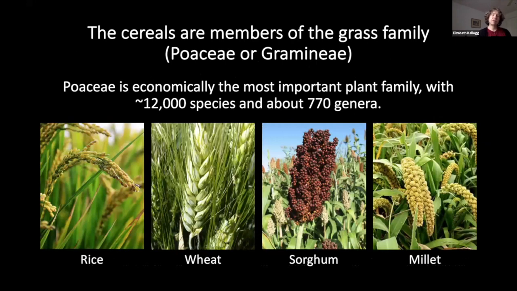Just a little bit of introduction to the grass family. I know it's familiar to many of you here, but just to remind you, it is a large plant family. It's about 12,000 species, in more than 700 genera. I've just put 4 of them across the bottom. Of course, the big 3 are rice, wheat, and maize. I put sorghum and millet here.